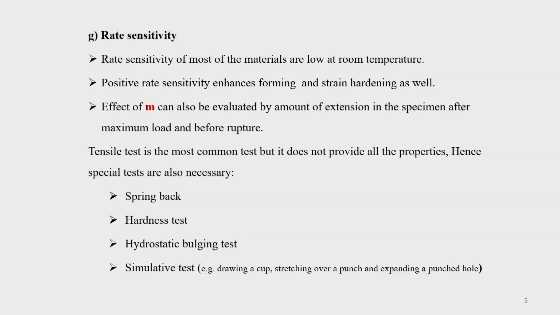The next is the rate sensitivity, that is the strain rate sensitivity of the material. If you look at the strain rate sensitivity, you will find that it is very low at room temperature. Strain rate sensitivity will dominate at a higher temperature, not at lower temperature. So at lower temperature it is almost very low. Rate sensitivity can be positive or negative. Positive rate sensitivity enhances forming and strain hardening.